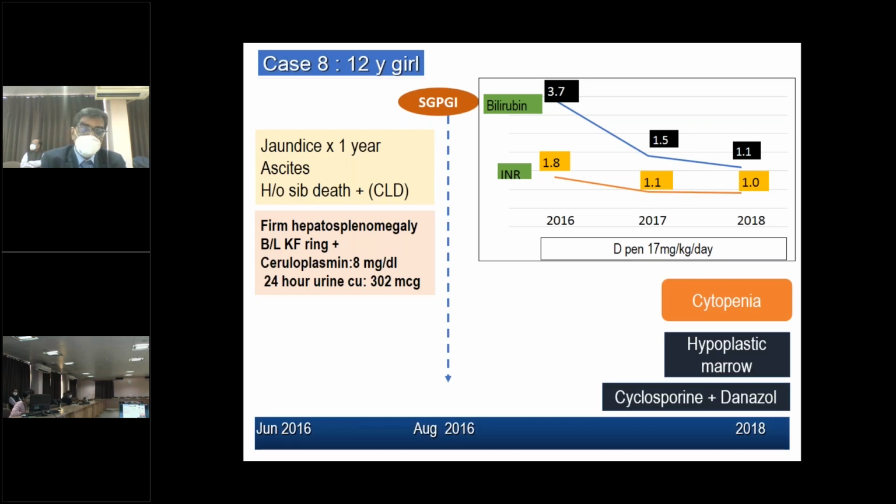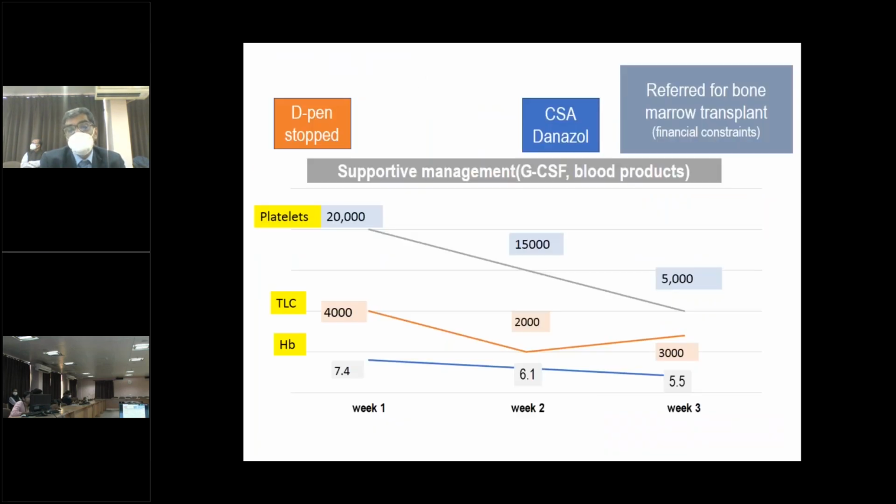At this point, hematology opinion was taken, and a bone marrow biopsy was done, which revealed a hypoplastic marrow. So the D-penicillamine was stopped, and the child was started on supportive management, and also later on cyclosporin and danazol was added. However, there was no response to this, and the pancytopenia was persisting and she had to be referred for bone marrow transplant.